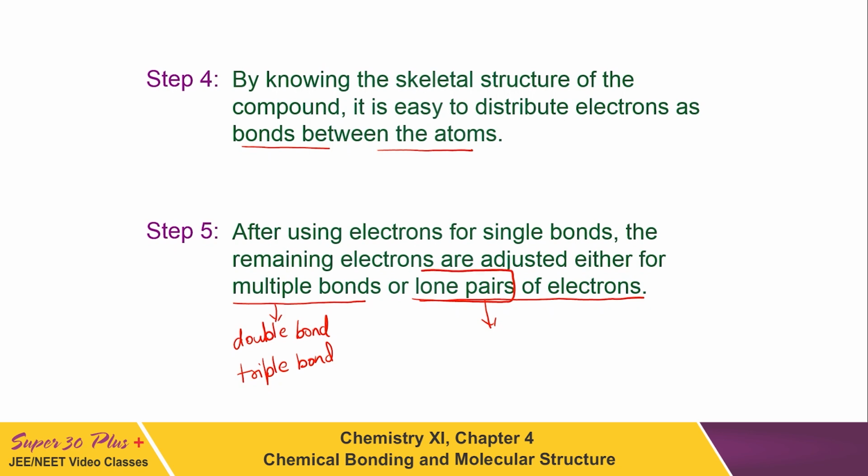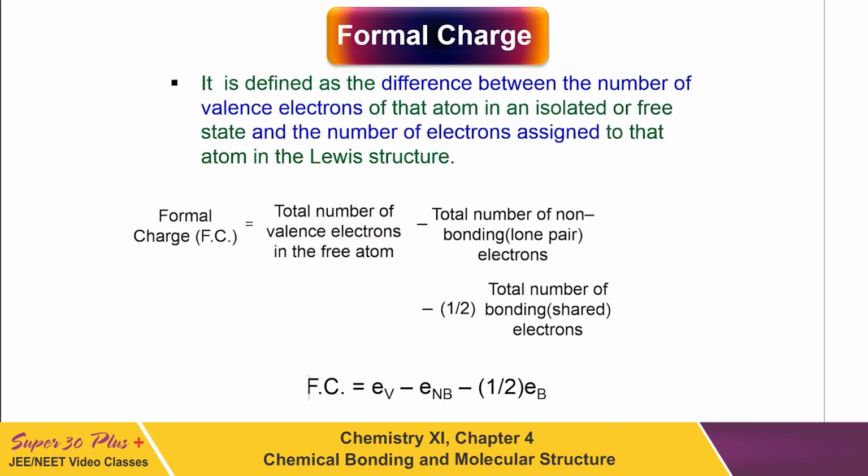What is a lone pair? You must be knowing. It is a pair of electrons not involved in any kind of bond. So the pair of electrons which is not involved in any kind of bond is called a lone pair of electrons. Alright, then we shall discuss the formal charge. After drawing the Lewis dot structures, we shall also discuss the formal charge.